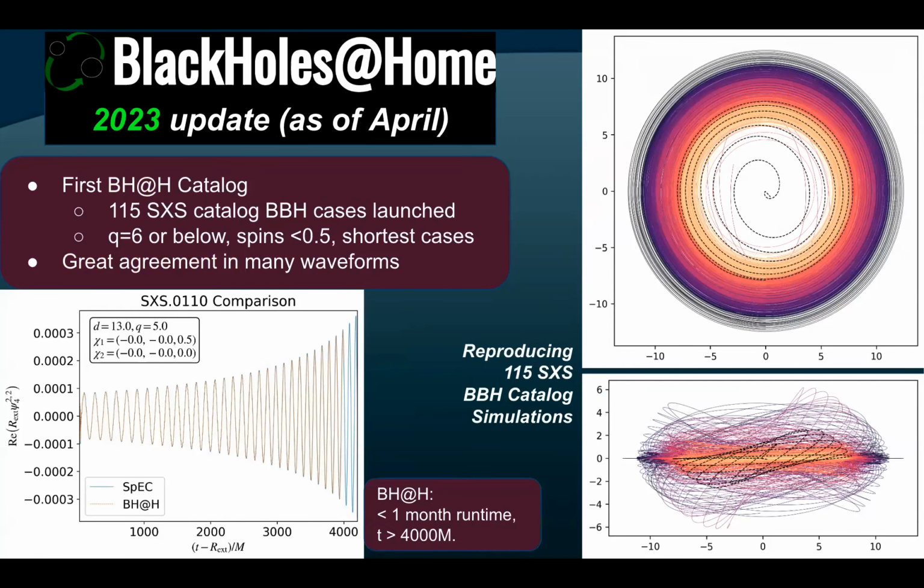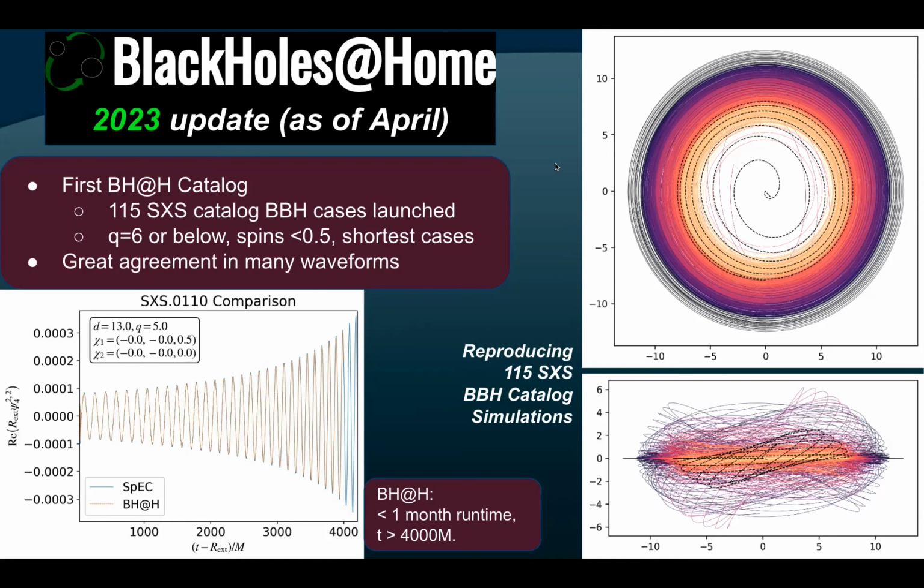So lots happened since 2022, last year. And as of April of this year, I launched the first Black Holes at Home catalog, consisting of 115 SXS catalog reproductions. This is a mass ratio of 6 or below, spins less than 0.5, and I chose the shortest cases because I'm debugging the code, working through any issues that might still exist in Black Holes at Home. And really, over this past year, Black Holes at Home has gone from sort of being in a beta phase to a much more mature code base.